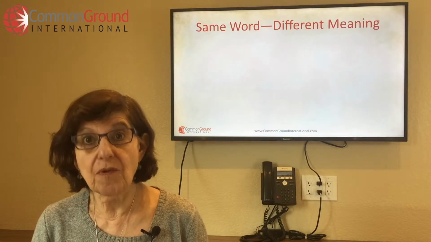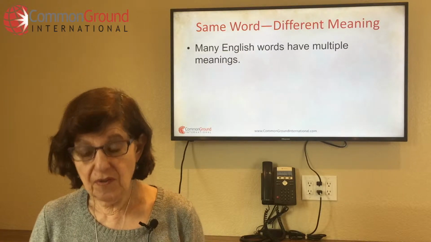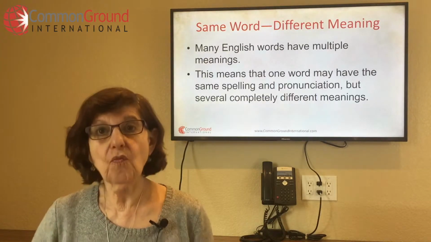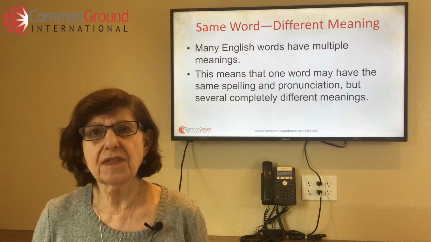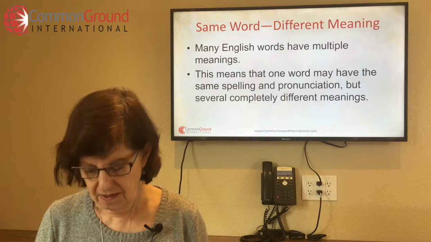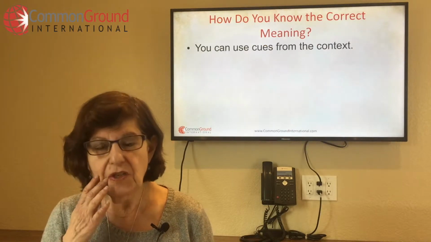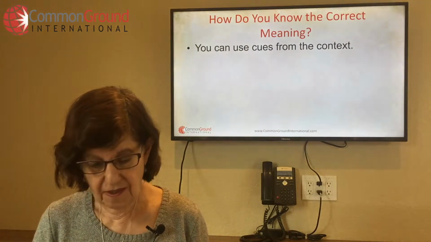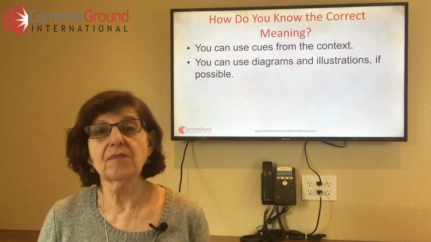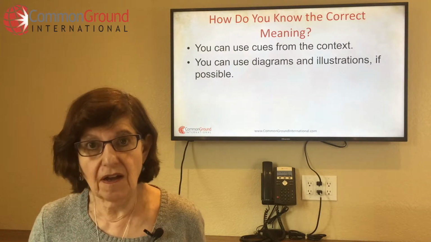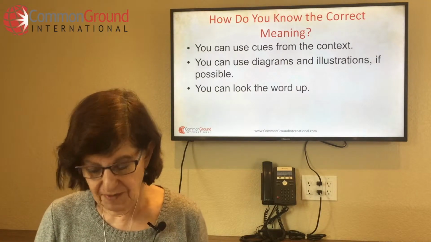Let's talk about the same word and different meanings. Many English words have multiple, or more than one, meaning. This means that any one word can have the same spelling, the same pronunciation, but several completely different meanings. So, how do you know the correct meaning? Well, you can use cues from the context. You can use diagrams and illustrations if possible, if you're reading something and there is a diagram or illustration. Or you can look the word up, or sometimes you just have to know them.